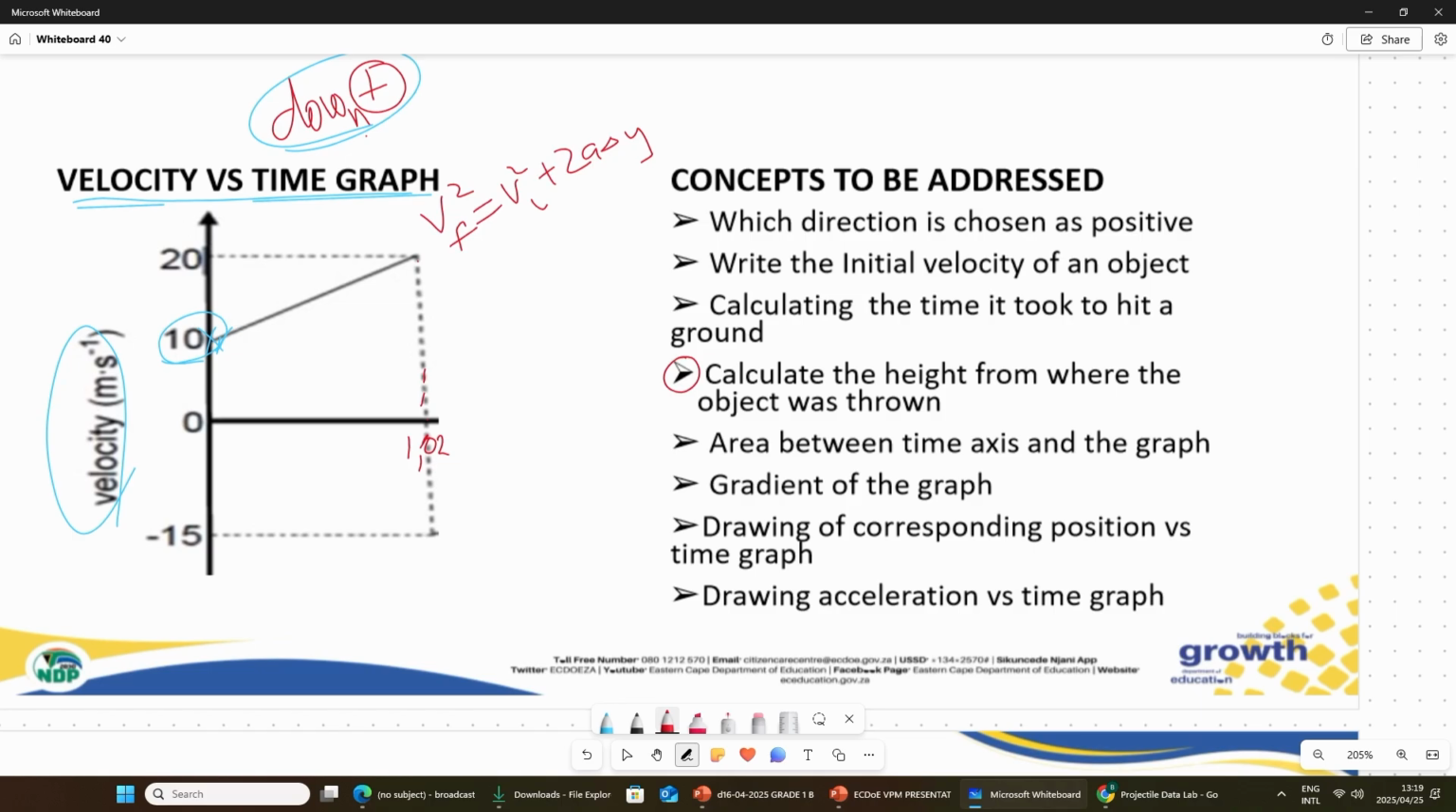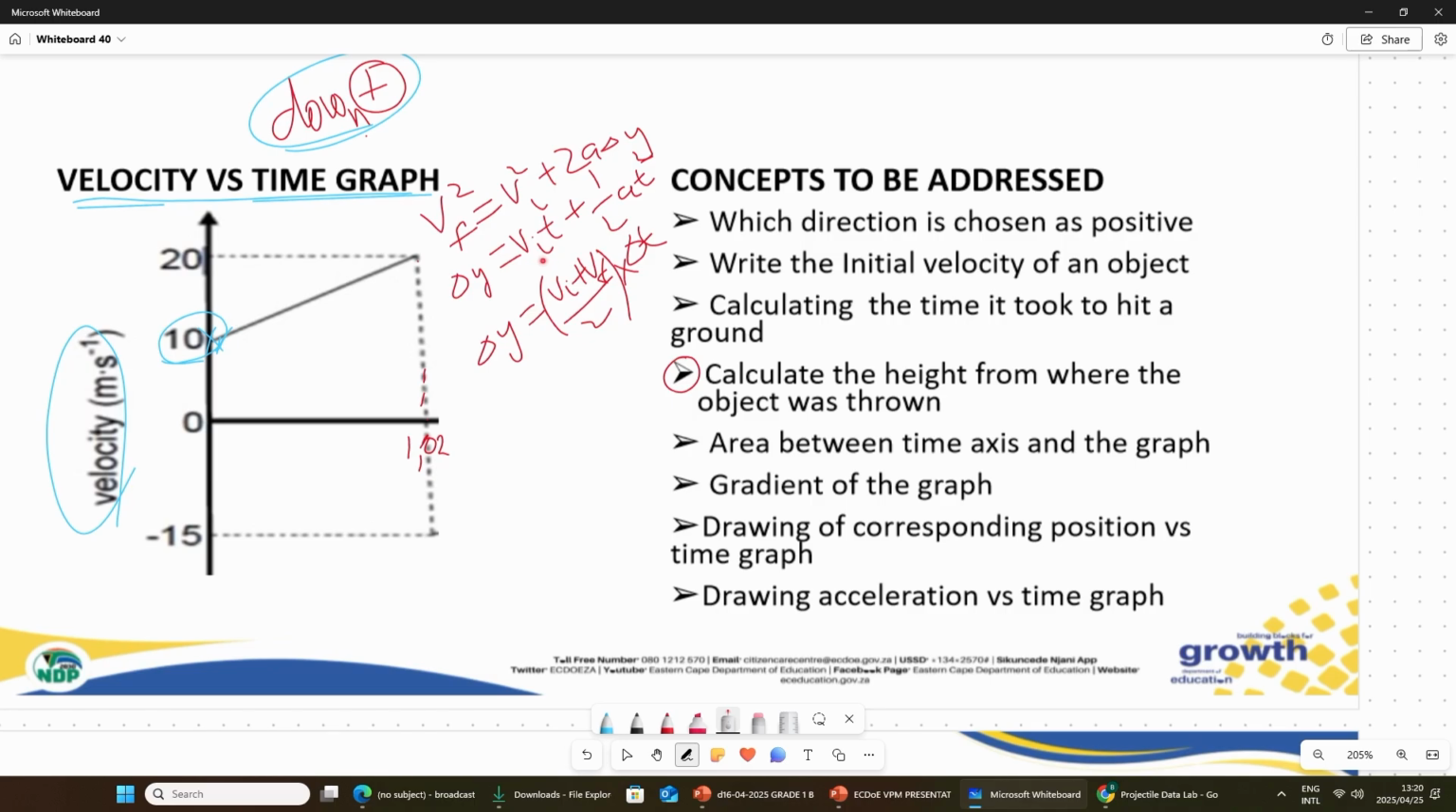Then also you can choose the third one, delta y equals v initial t plus half a t squared. You can also choose the fourth one, which is given as v initial plus v final divided by 2, all multiplied by the change in t. So any of these equations could work in calculating that delta y. Let's rather use the third one, this one.